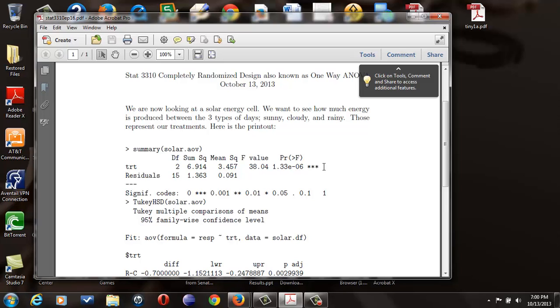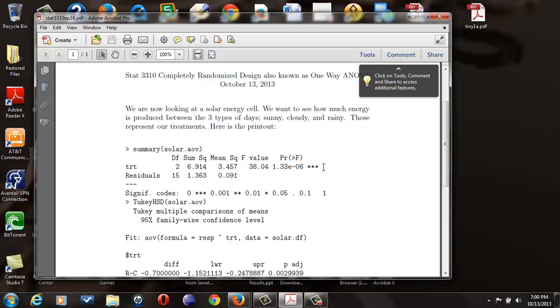So when we compare that, we look against the p-value, and it's that 1.33 e to the minus 6. All right, so that's less than our alpha of 0.05, so we will reject the claim of equality of treatment means. That means there's a difference between the 3. The next thing we want to do is look at the Tukey HSD test. The HSD stands for highly significant difference.